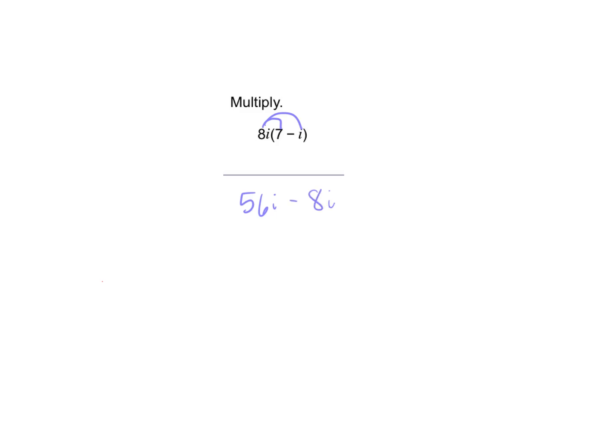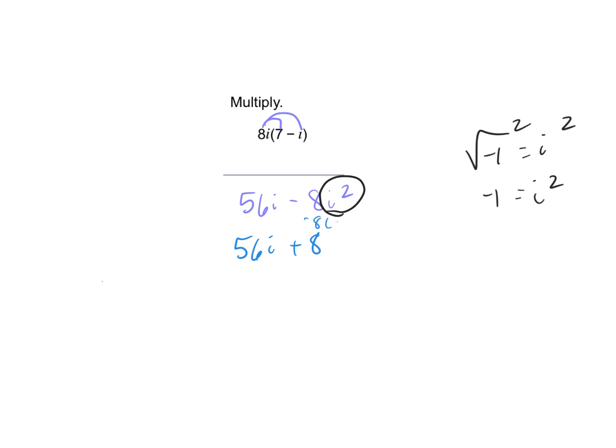be negative 8i squared. But remember, the square root of negative 1 equals i, so if I square both of those, negative 1 is equal to i squared. So that means this i squared gets replaced with a negative 1. So I end up with 56i plus 8, because negative 8 times negative 1 is positive 8. And then remember, we like it to be the real number first, and then the complex number second.